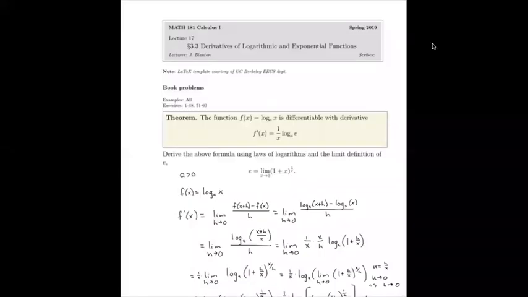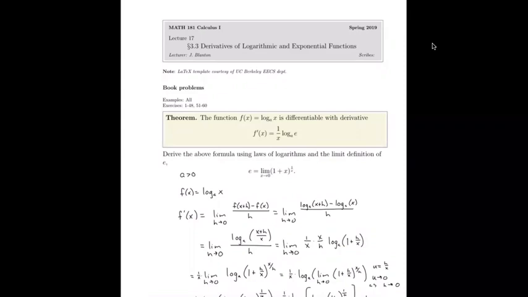So section 3.3 is derivatives of logarithmic and exponential functions. The last two sections have been a lot of work to reaffirm our foundations of logarithmic and exponential functions, as well as extend into the ideas of limits of those functions. That's our first little bit of calculus involving them.